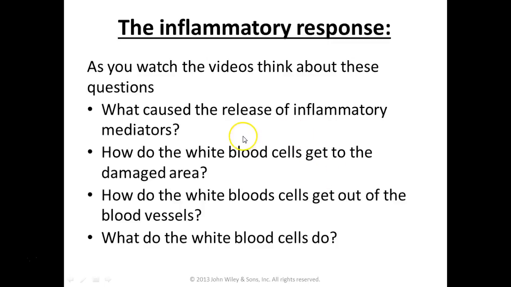So, what caused the release in that animation of the inflammatory mediators? The splinter damaging the cells, right? So the damaged cells went, ow, right? Except they don't scream, ow. They instead release chemical signals, right? How did the white blood cells initially get to the area? Where are they coming from? The bloodstream, right? So we have that increased blood flow that we talked about that makes us red and hot.